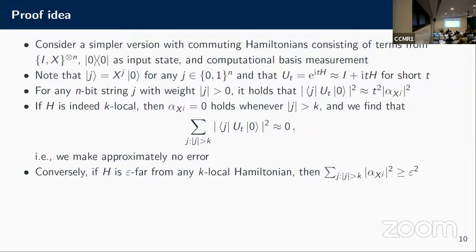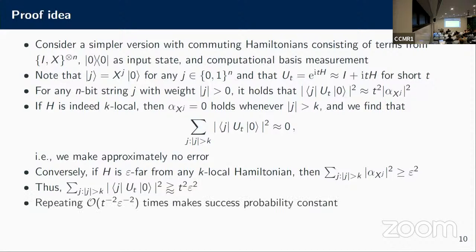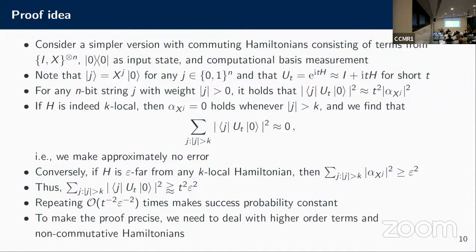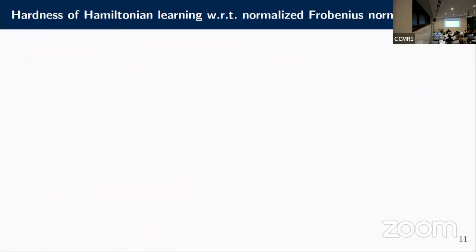then by the choice of the norm, the sum of the coefficients squared will be larger than or equal to epsilon squared, meaning that the probability of seeing an outcome that tells you that you're not local is of order t squared epsilon squared. And then you only have to choose t accordingly so that this becomes constant. So you have to repeat this whole thing t to the minus 2 epsilon to the minus 2 times to make it constant. The t has to be small for this approximation to make sense, and this is what gives you what I showed you in the beginning. Great. And to make the proof precise, we have to deal with higher order terms and non-commutative stuff and so on.